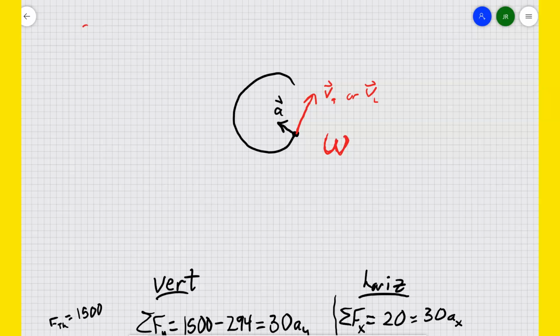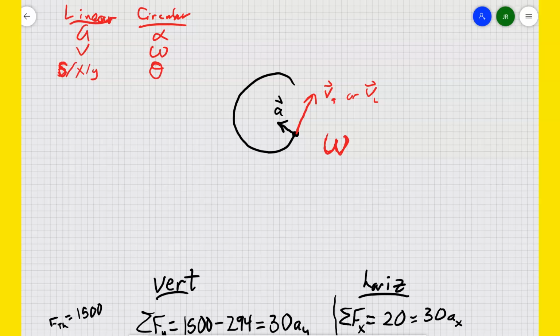You remember, we had a, v, and x, or s, or y, or whatever, for position in the linear direction. Well, in circular motion, in angular concepts, we have symbols that kind of match up with those. We have alpha for angular acceleration, omega for angular velocity, and theta for angular position.